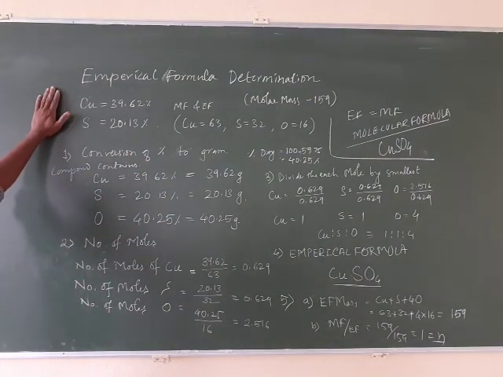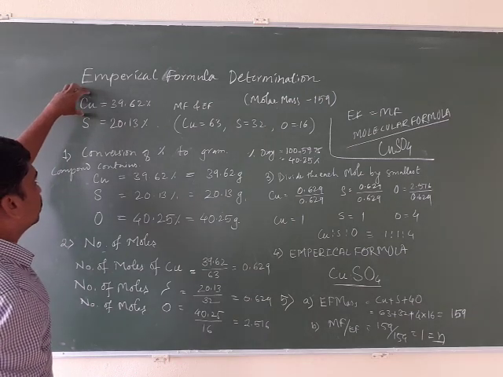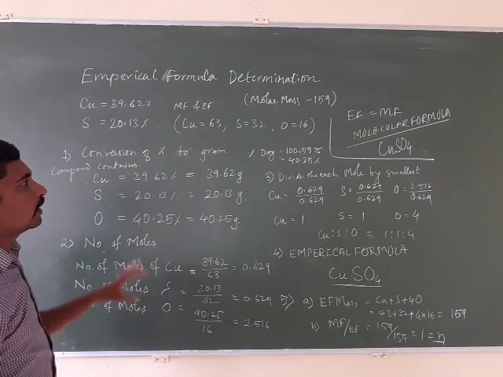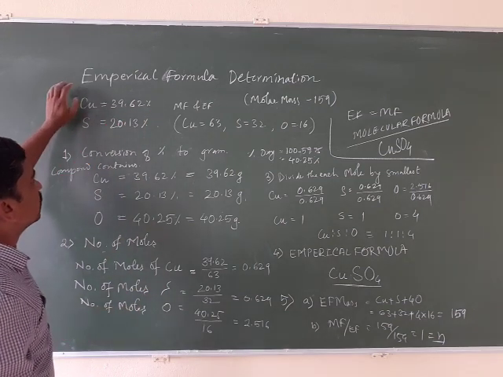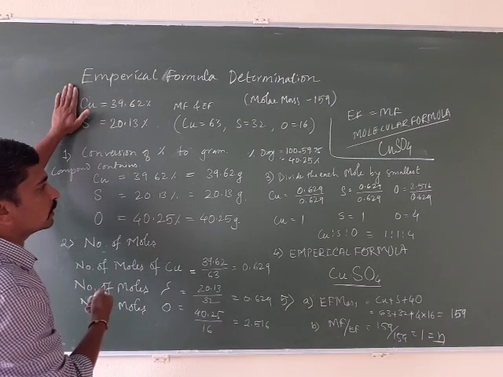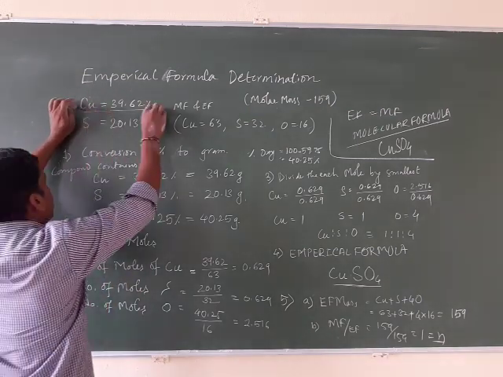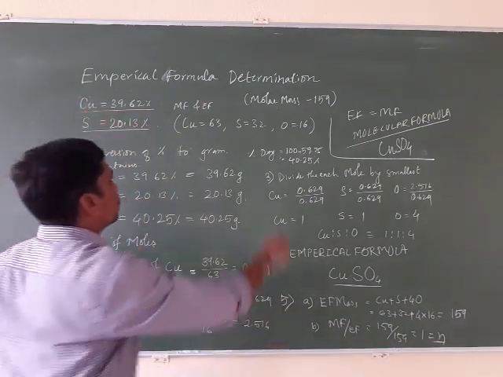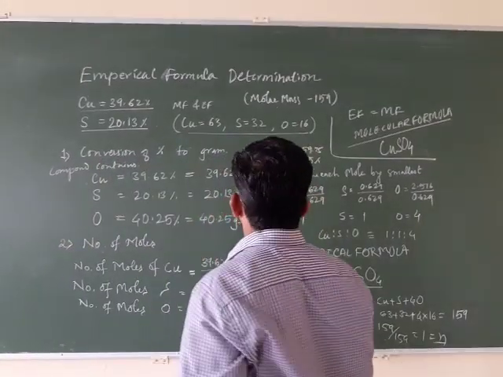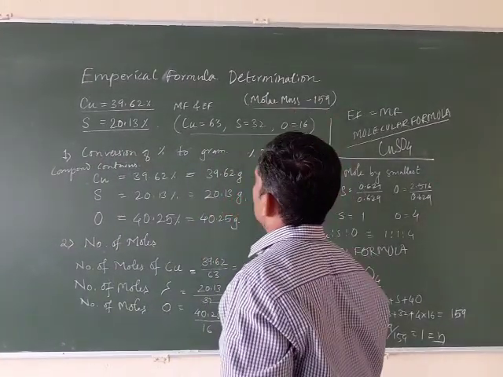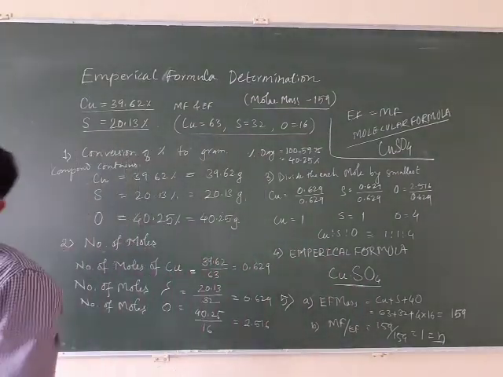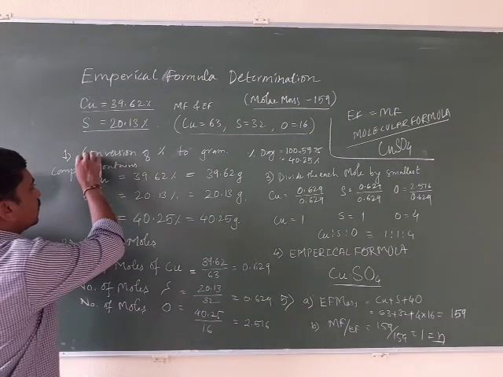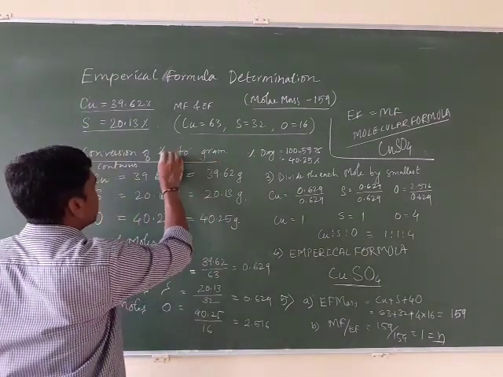And what are the steps involved? First, you have to check what quantities are given in your numerical or problem. So in the given problem that we have discussed, they have given the mass percentage composition of Cu and the mass percentage of sulfur, then the atomic masses of different elements, and the molecular mass or molar mass of the compound.